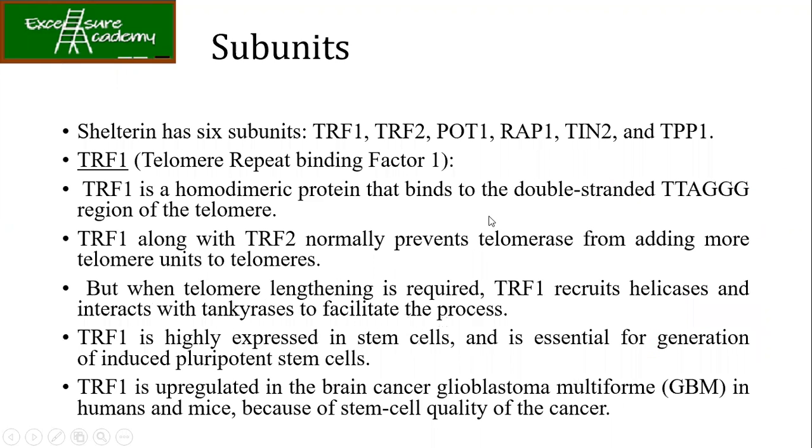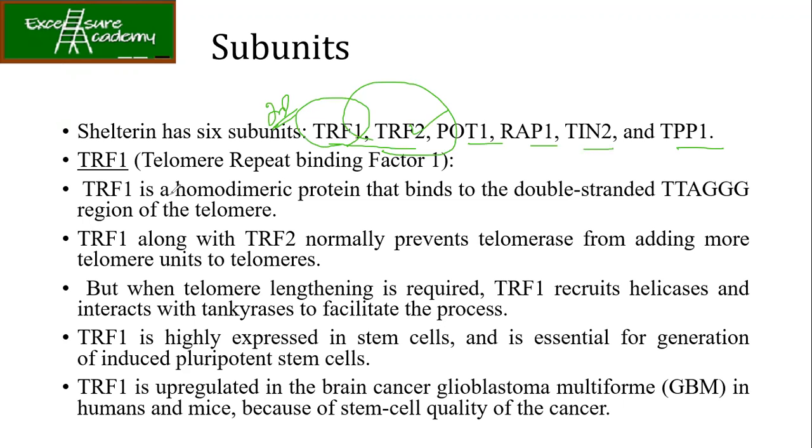Now, keeping this in mind, we have got these different subunits that we have just mentioned. So we have got TRF1 and 2, POT1, RAP1, TIN2, and TPP1. So first, let's talk about TRF1 in detail because this is the main subunit, TRF1 and TRF2. Okay. If you can remember TRF1, then it is easy to remember TRF2 because they are almost similar.